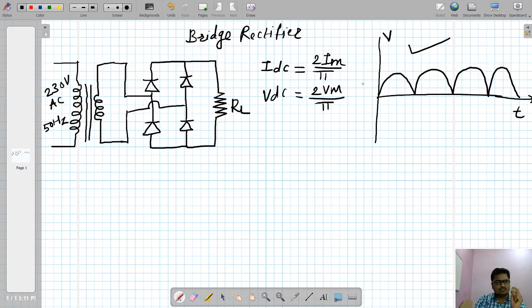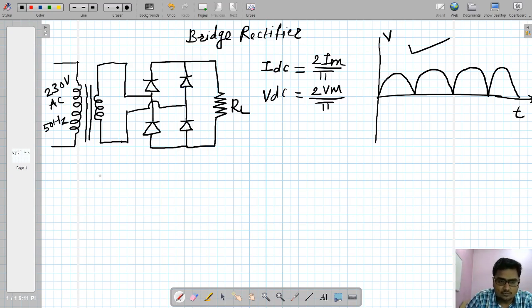There is a small difference that I am talking about. See, all the parameters IDC, VDC, then IRMS, VRMS, then PAC, PDC, even ripple factor, and apart from that, efficiency, everything is the same. Only two parameters are different if I compare bridge and center tap. What are those two parameters?